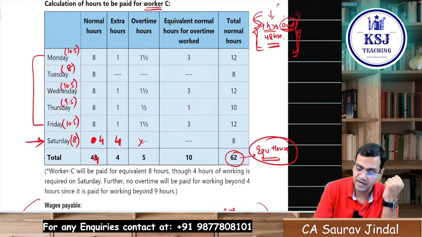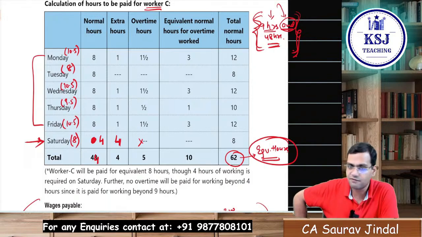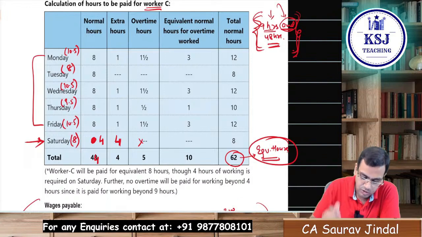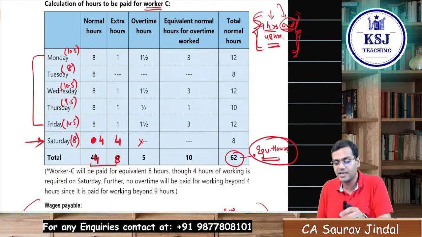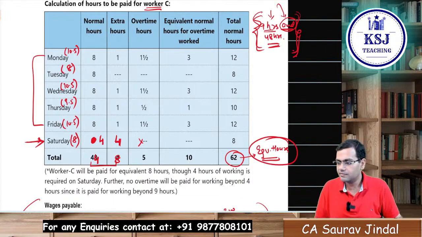And when it is an 'and', you have to see both the conditions getting satisfied at the same time. So we cannot pay him overtime, although the 48 hours condition was getting satisfied. The question says both the conditions should get satisfied, 9 hours and 48 hours. Clear? First let me know this. Let me know if it is clear.